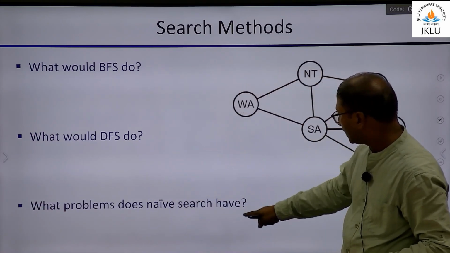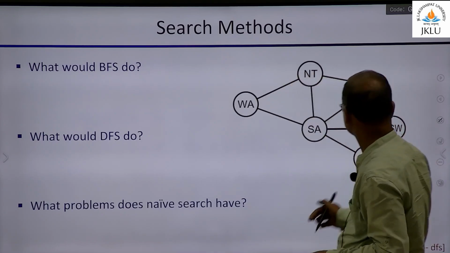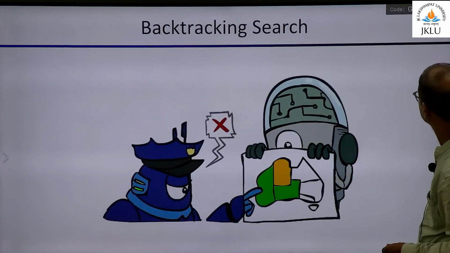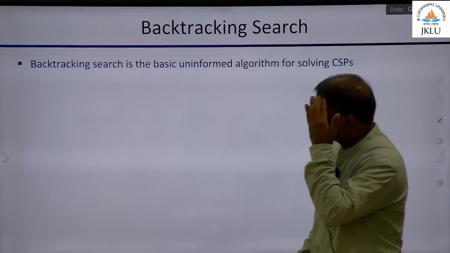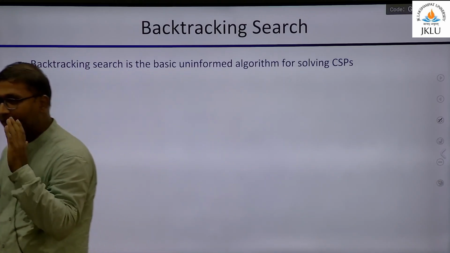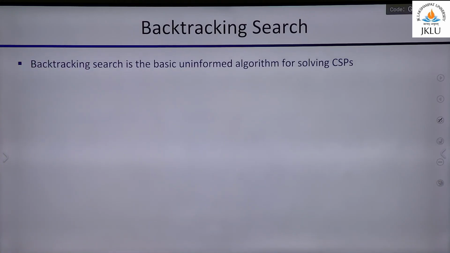What problems does this naive search have? We have already discussed that. That's what we have been discussing. Backtracking search. So if you will involve backtracking, with which algorithm will you apply it?